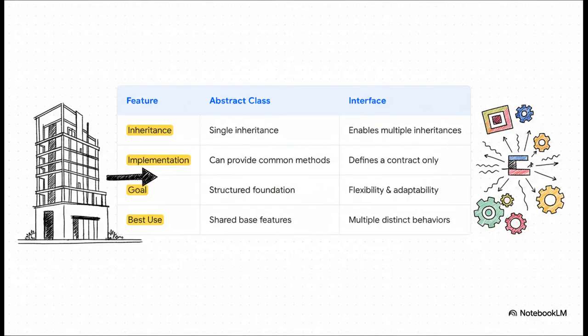And the choice really comes down to what you're trying to achieve. An abstract class is like a partial blueprint. It gives you a common starting point, a shared foundation with some of the work already done for you. But, and this is a big but, a class can only inherit from one of these. An interface is different. It's more like a contract. It just says, hey, if you want to be considered a flyable thing, you must have a fly method. And the cool part is a class can implement multiple interfaces. So a seaplane object could be both a plane and a boat. It's all about choosing between having a shared base versus having maximum flexibility to mix and match behaviors.